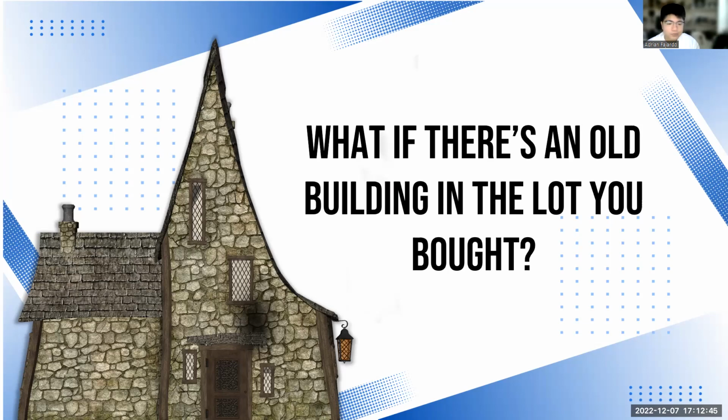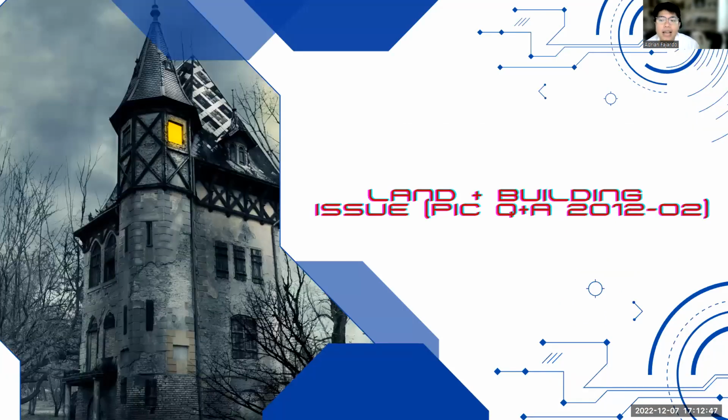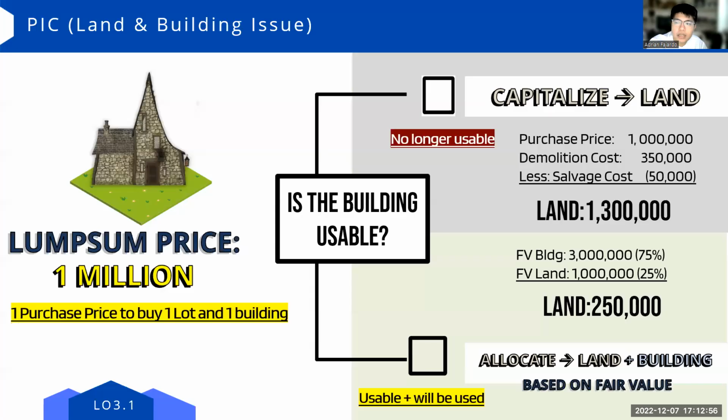It's a bit confusing, right? Now, there is actually a PIC issuance on the land and building issue, right? And to really illustrate this, let's have a concrete example alongside the theory. So this is the general theory, but it's easier to imagine with an example. The first thing you ask yourself if it's a lump sum purchase is, is the building usable?